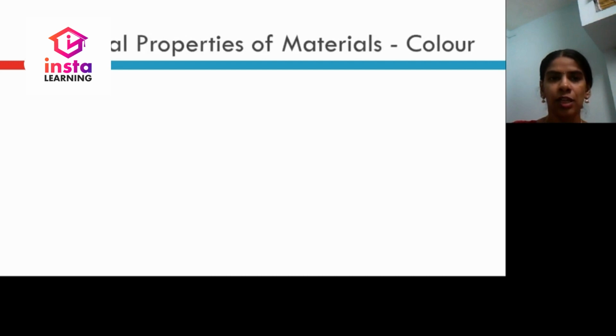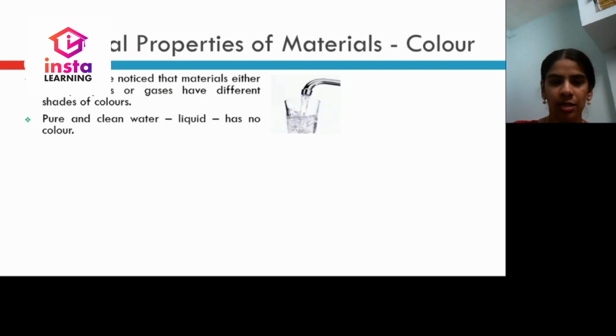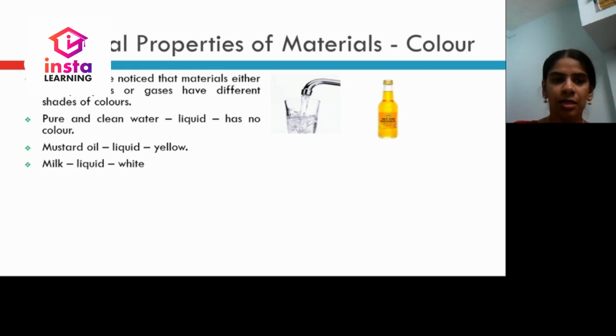Let us learn the physical properties of materials. Color. You must have noticed that materials, either solids, liquids or gases, have different shades of colors. Pure and clean water is a liquid. It has no color. Mustard oil is a liquid. It is yellow in color. Milk is a liquid. It is white in color.